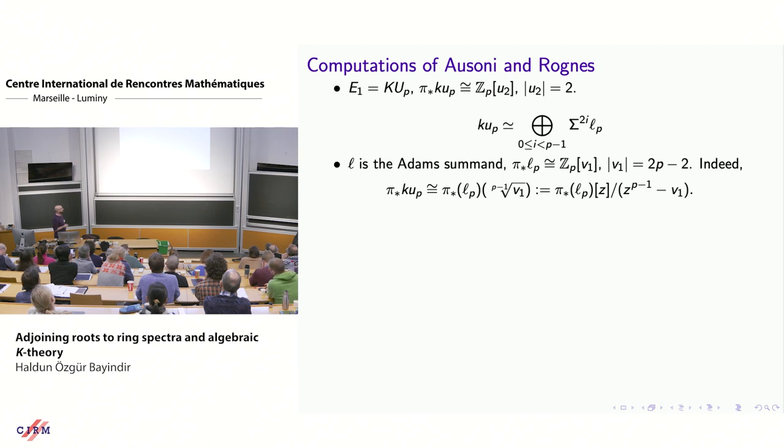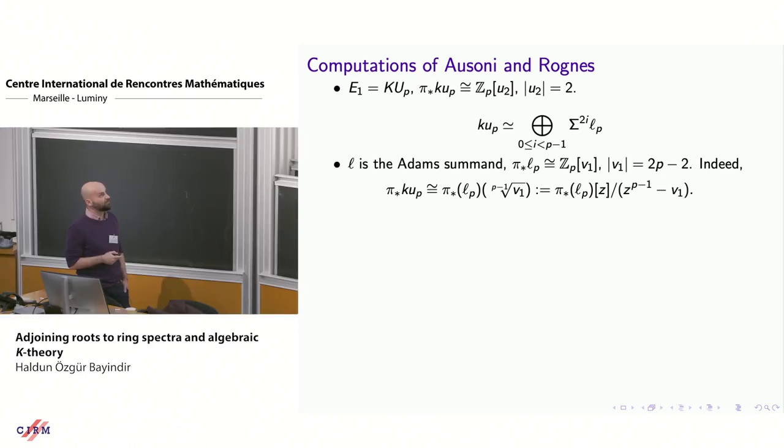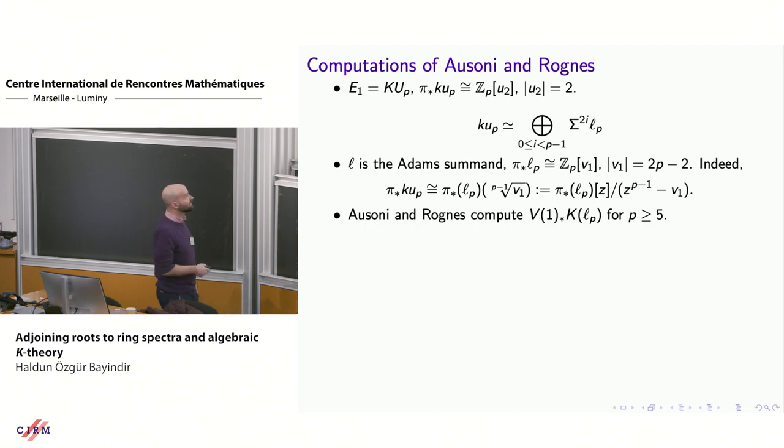And when I adjoin a root to a ring, I haven't defined it at the level of ring spectra, but when I adjoin a root to a ring, I use this formula, basically. You freely adjoin a variable, and you quotient out by an ideal so that the p minus first power of z would be equal to V1. So z would be your root, right? So this is something you observe at the level of homotopy rings.